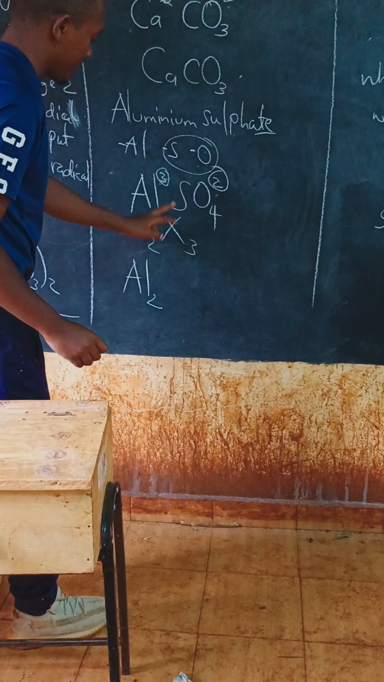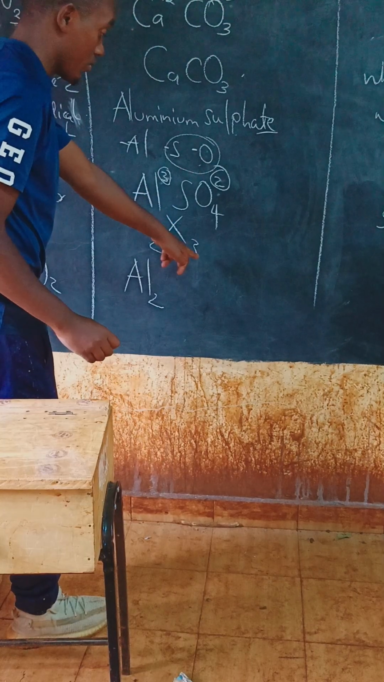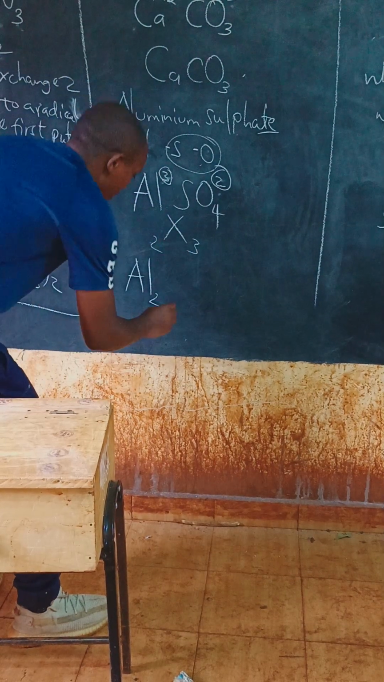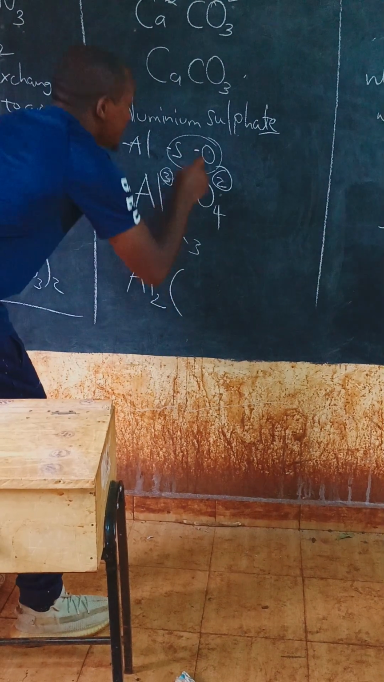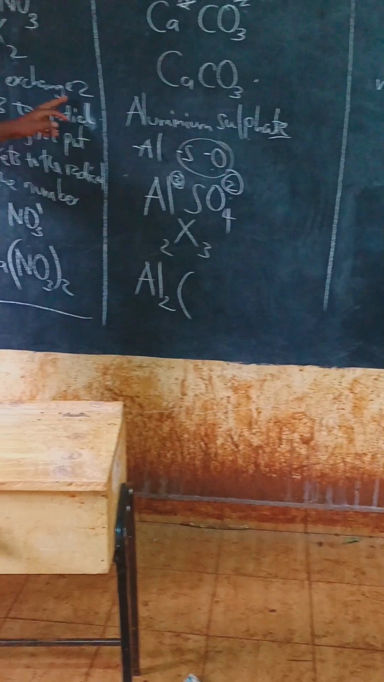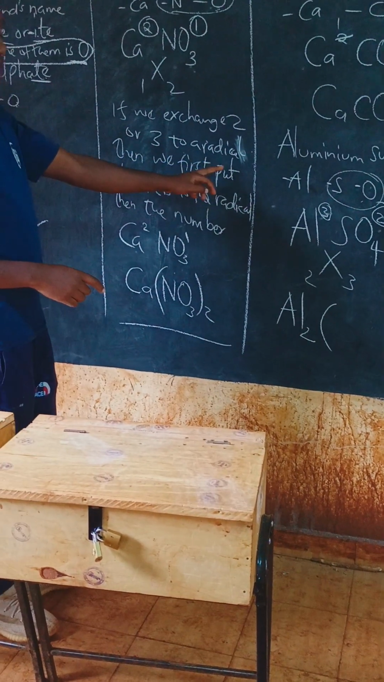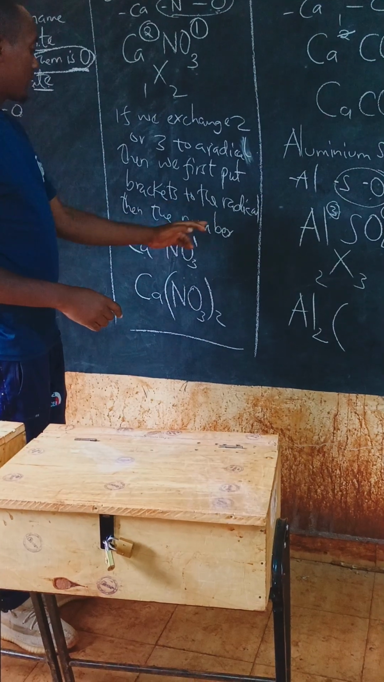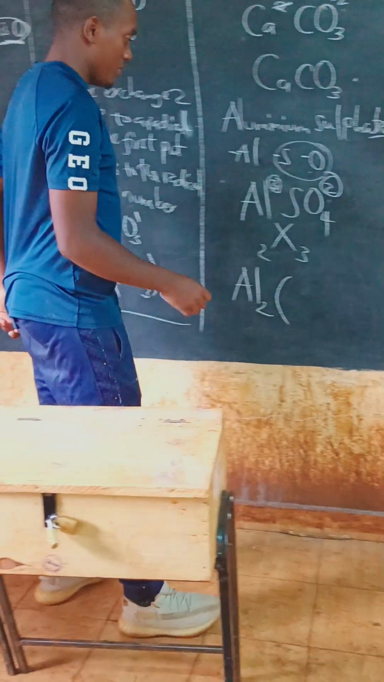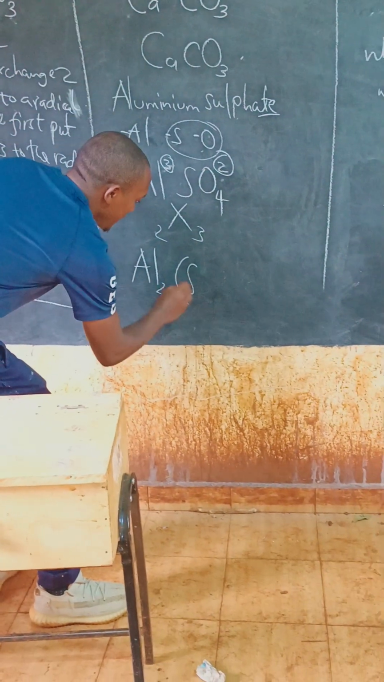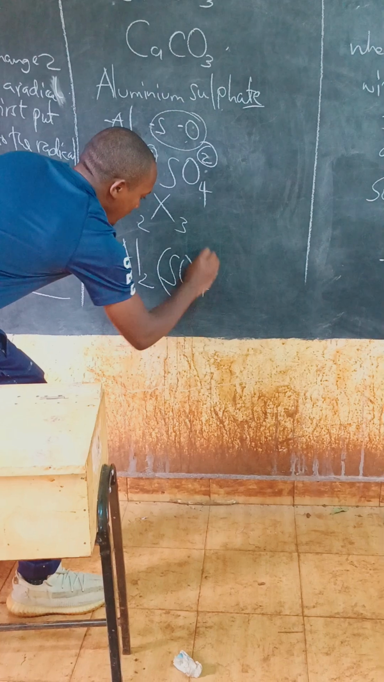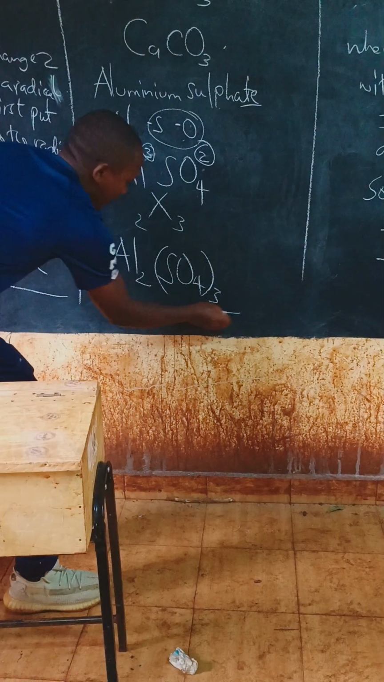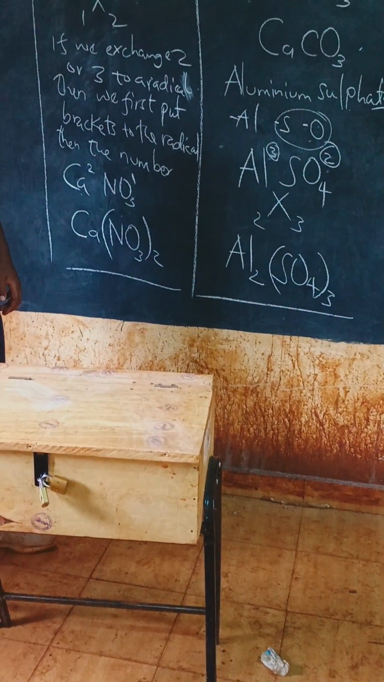We are done with that. 3 goes to the sulfate radical. Therefore, it means we said that if we exchange a number 2 or 3 to a radical, then we first put brackets to the radical, then followed by the number. Therefore, we put brackets to the sulfate radical, SO4, then we put 3 outside. So that is aluminium sulfate.